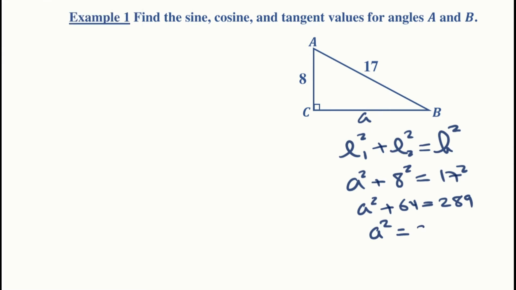So we get 225. So a normally would be plus or minus the square root of 225, but because it's a positive length here, we just take the positive square root of 225, and that of course is 15. Okay, so now that we have that, we can write all the particular function values we're looking for.